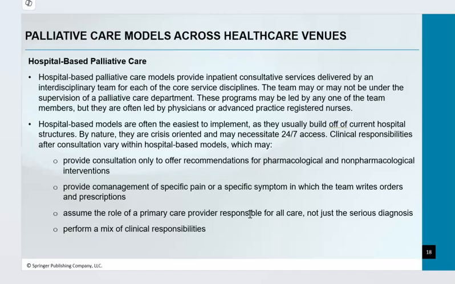Hospital-based models are often the easiest to implement, but they typically by nature are crisis-oriented, so they may need 24/7 access, which not everybody can do. The critical access hospital's not going to have a 24/7 palliative care team on board. That's just not going to even be possible, right?